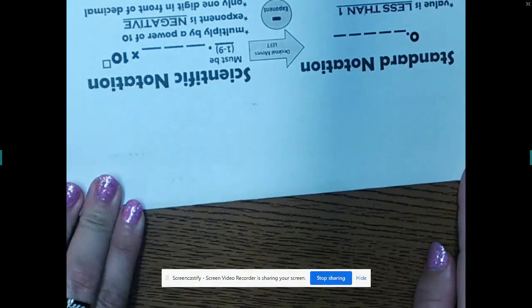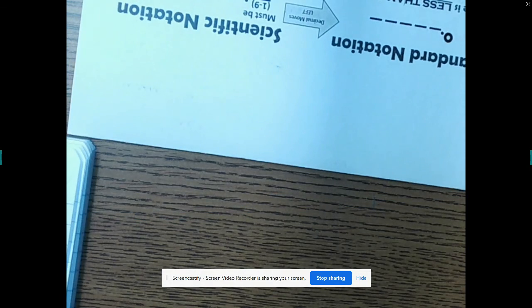Fold it up. I will come around with the glue. These are page 5 and page 6. Obviously, day 1 is 5. Day 2 is 6.